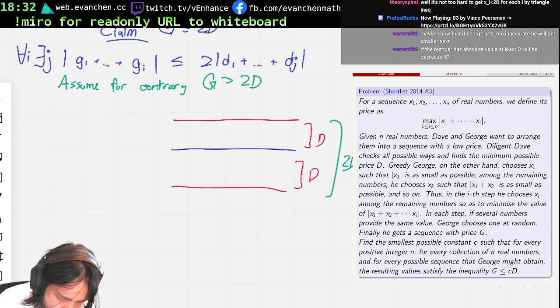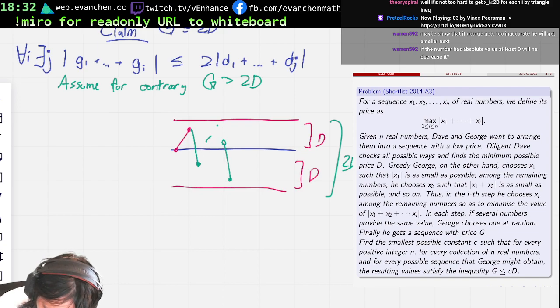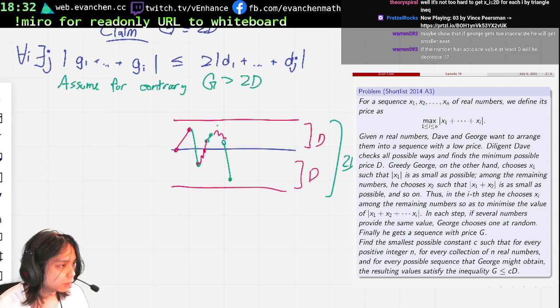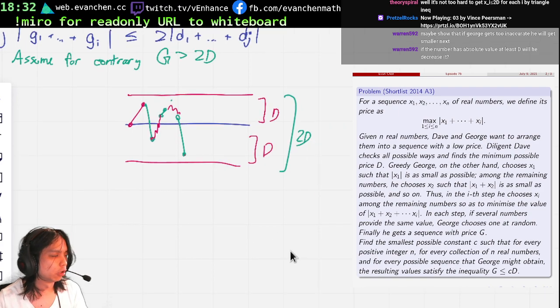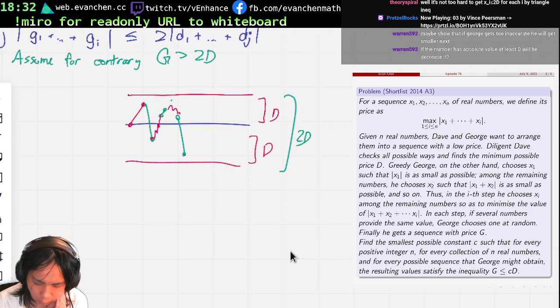So there's a red sequence that some of the things are green in it. And maybe something like this. Alright, okay, so we have this picture. And I want to say that if the green things add up to more than 2D, then something went wrong with the greediness. So we're going to cut off the sequence here because we don't need any of those things after here.